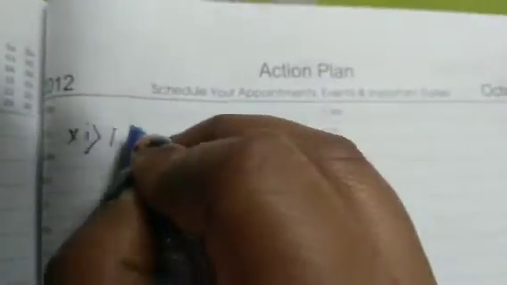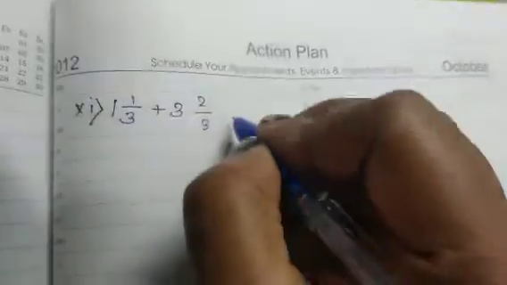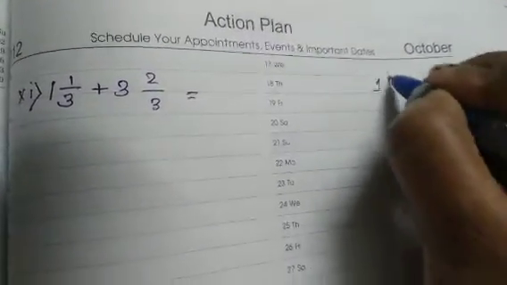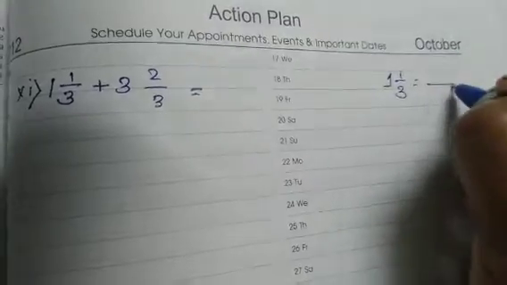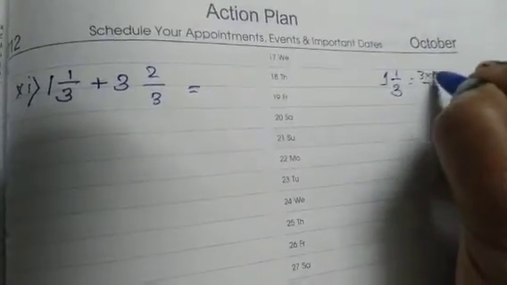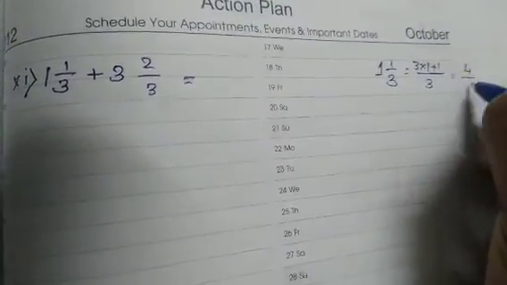I have 1 1 by 3 plus 3 2 by 3. So this is a mixed fraction. Whenever we have a mixed fraction, I will have to convert it into improper fraction. So let us work on this. 1 1 by 3 is how much? So you will have by 3. Up it is 3 into 1 plus 1. So it is 4 by 3.